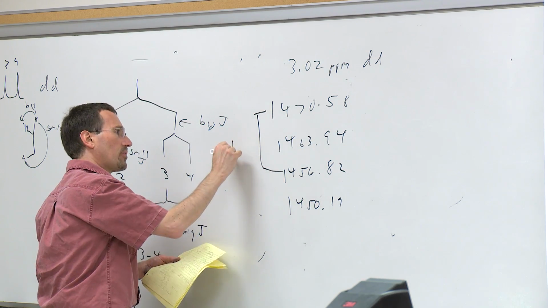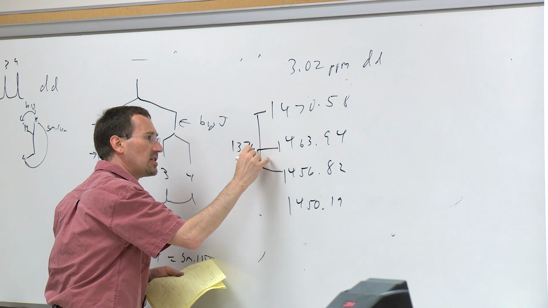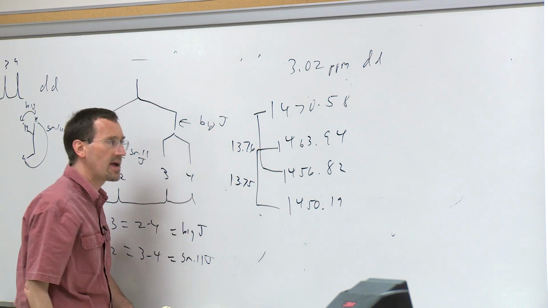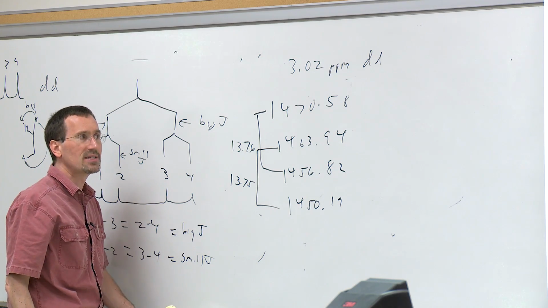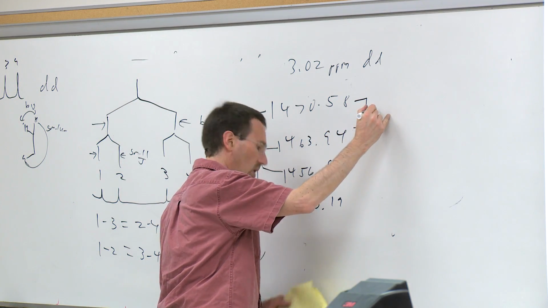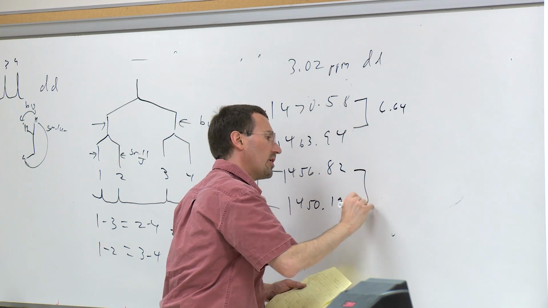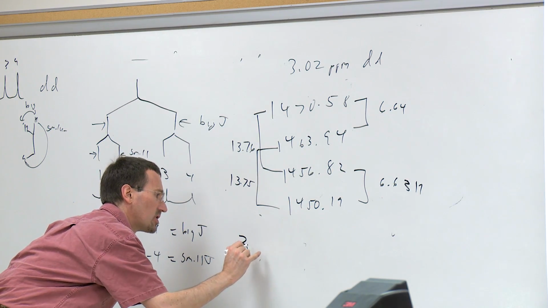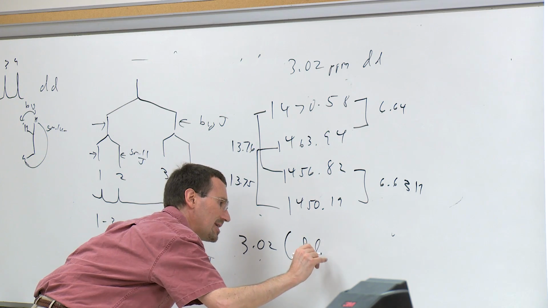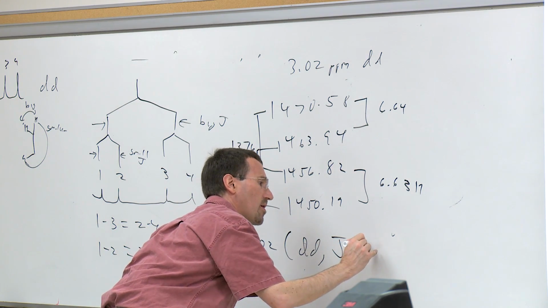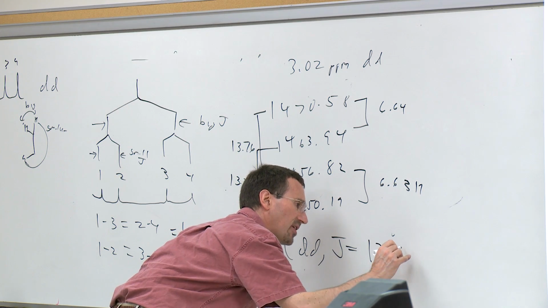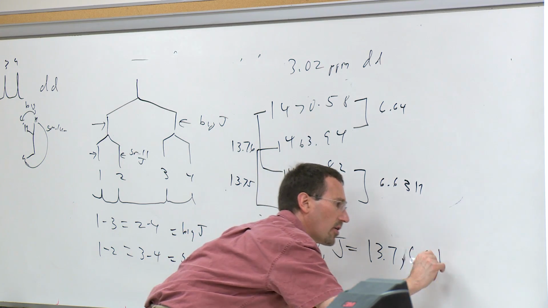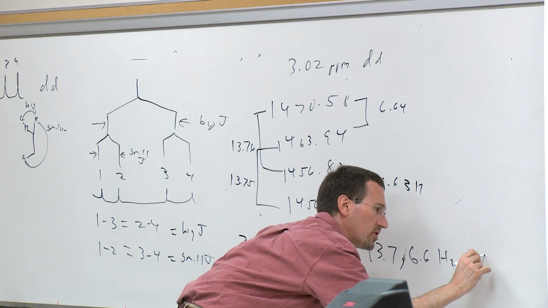Our distance from 1 to 3 is 13.76. Our distance from 2 to 4 should be identical. It's identical within the limits of a tenth of a hertz or so, 13.75. And here, our distance from 1 to 2 is 6.64 hertz, and from 3 to 4, it's 6.63 hertz. So we would describe this peak as 3.02 DD, J equals, we report our big coupling first, 13.7, and then, with a comma, 6.6 hertz, and our integral was 1 hydrogen.